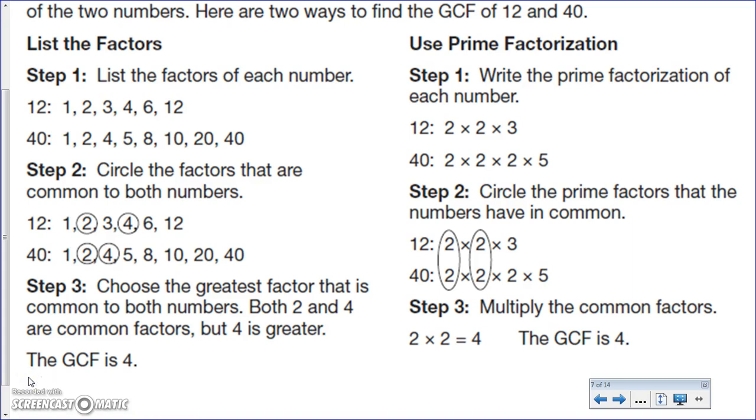For the second method, using prime factorization, for step 1, you write the prime factorization of each number. So for 12, that's 2 times 2 times 3. And for 40, that's 2 times 2 times 2 times 5.